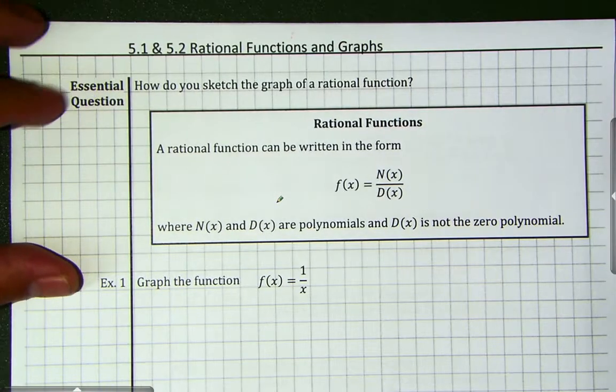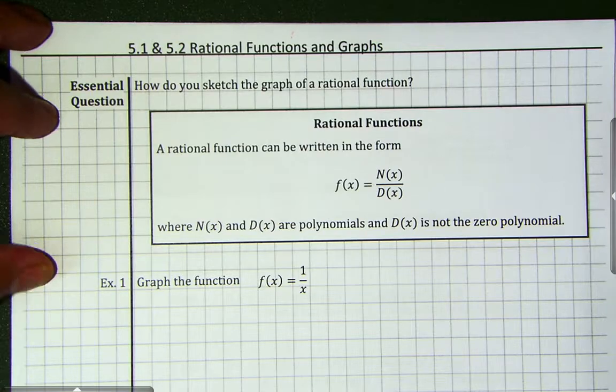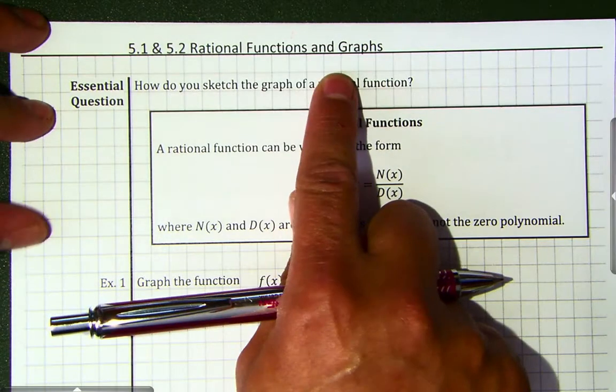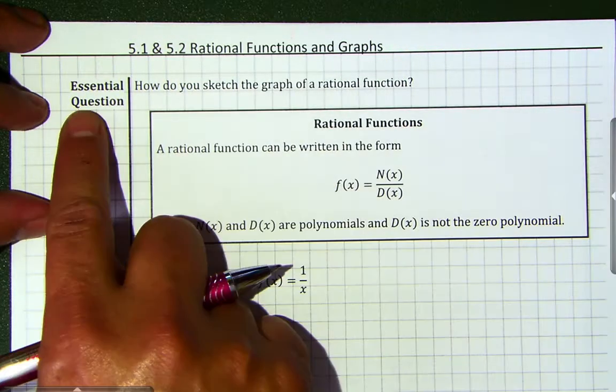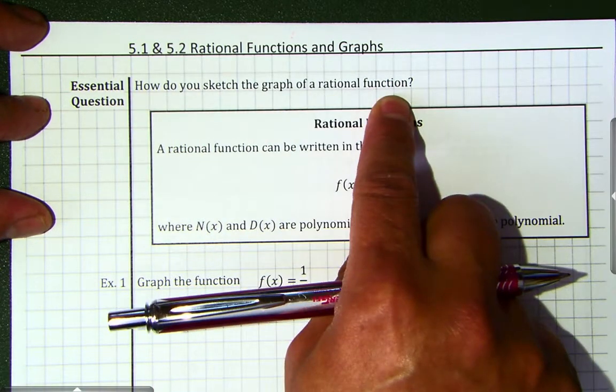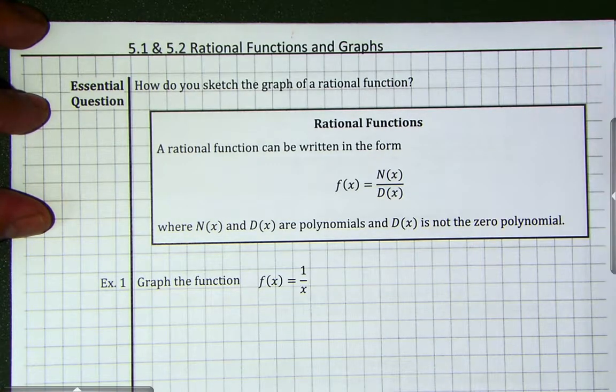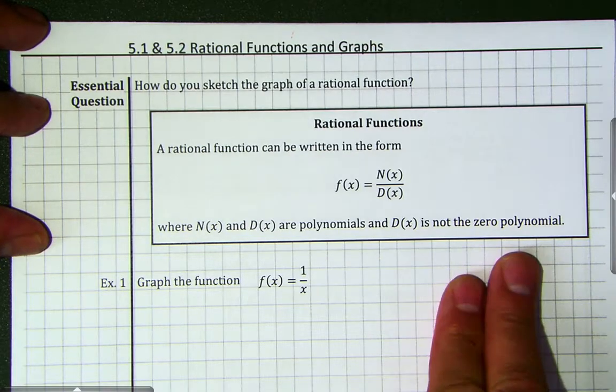Today we are going to cover sections 5.1 and 5.2, rational functions and graphs. Take the time to copy your title and your essential question: How do you sketch the graph of a rational function? Paste your cutout, write example number 1, and we'll start once you are ready. Go and pause it.